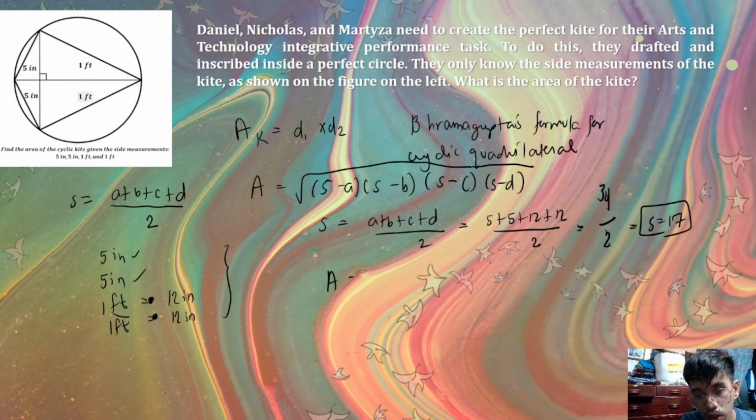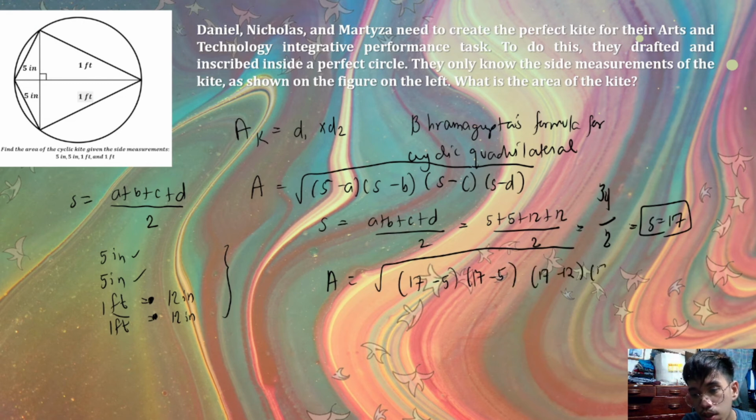So we have here the area of the kite is equal to the square root of 17 minus 5 times 17 minus 5 times 17 minus 12 times 17 minus 12, the 4 sides that we have for our cyclic kite. What's 17 minus 5? That's 12. Again, that's 12. 17 minus 12 is just 5. So you have 5 here and 5 here.